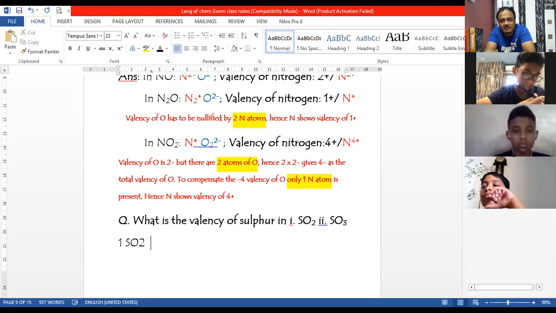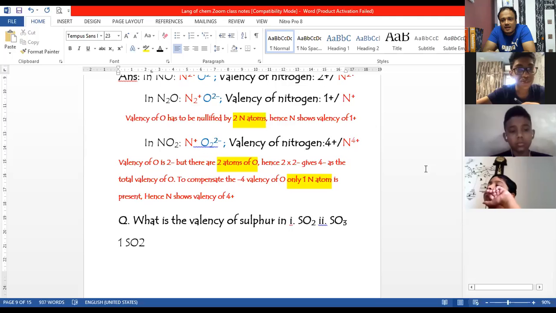Can you hear me? Yeah. Oxide is 2 minus. We have got 2 oxygen atoms. 1 oxygen atom gives you 2 minus. So 2 oxygen atoms will give you 4 minus. So to nullify it, what is the charge given on sulfur? 4 plus. Okay, that's it. Good. Okay, just take care of the explanation part, right?